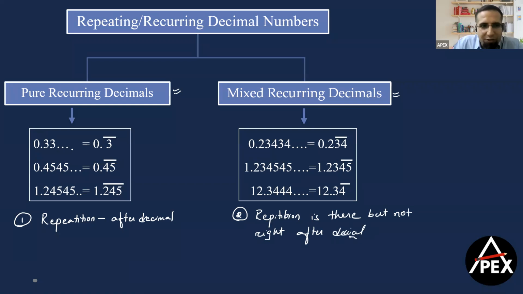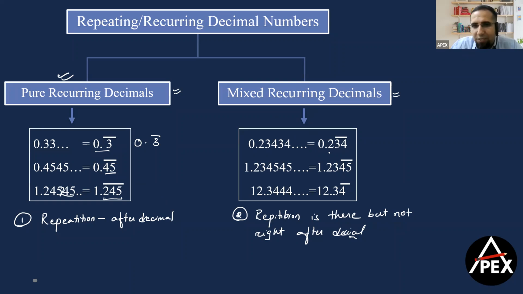Now let's see. So 0.33333. I can write this as 0.3 bar. So if I have a bar only on 3, that means 3 is the number that keeps repeating. Similarly, 0.454545. So you see the repetition starts right after the decimal. I can have 1.245245, and so on. So 245 is repeating and it's repeating right after decimal point. These are called pure recurring decimals. We'll learn how to convert this in the form of p by q, right?